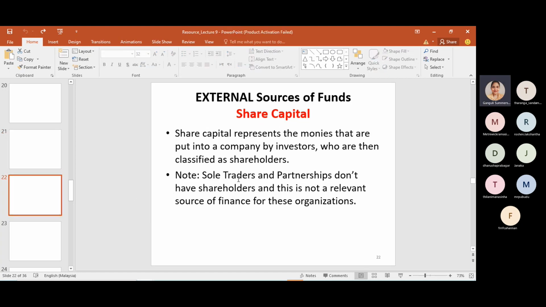Share capital means basically the money that is put into a company by investors. Share capital represents the monies that are put into a company by investors who are then classified as shareholders. When you start up a company or a business, you have not generated an income yet, right?